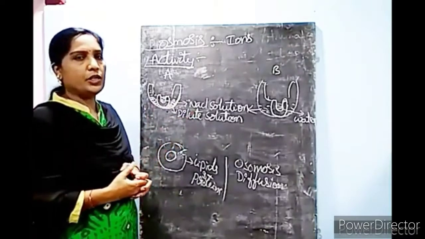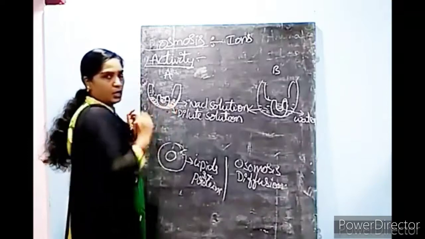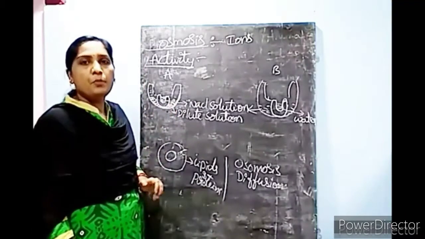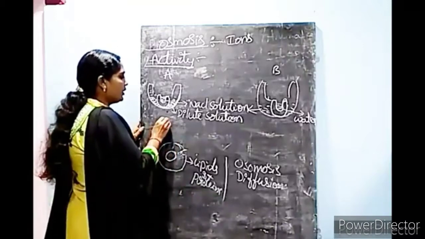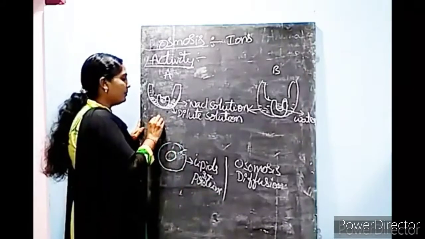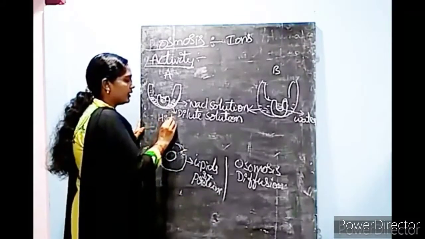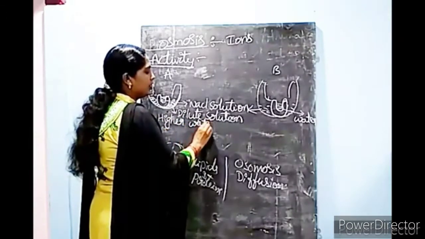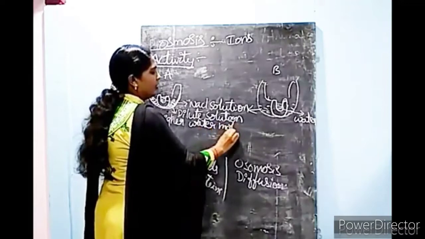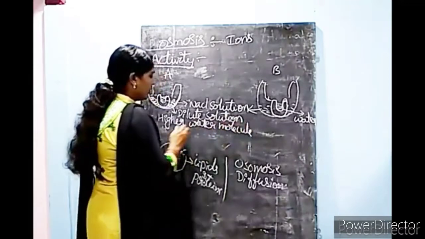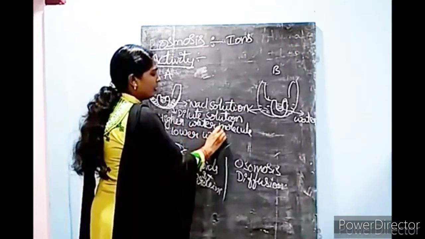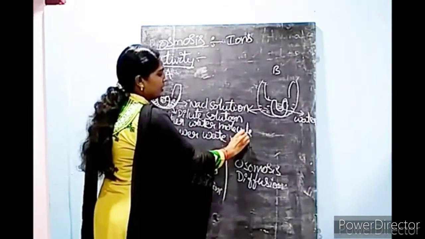So now water molecules are more outside. Outside the cell, water molecules are more. So the water molecules move from higher water molecule concentration to lower water molecule concentration.